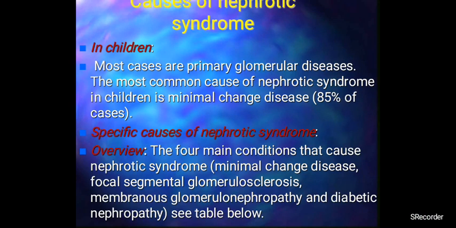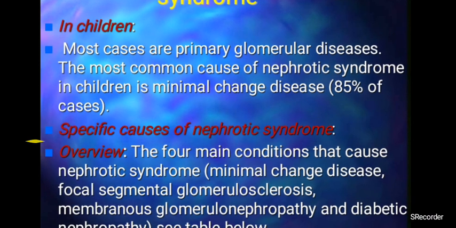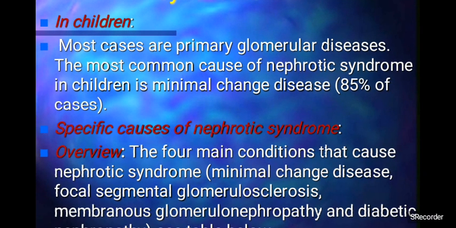In children, most cases are primary glomerular diseases. The most common cause of nephrotic syndrome in children is minimal change disease, that is seen in 85% of the cases.